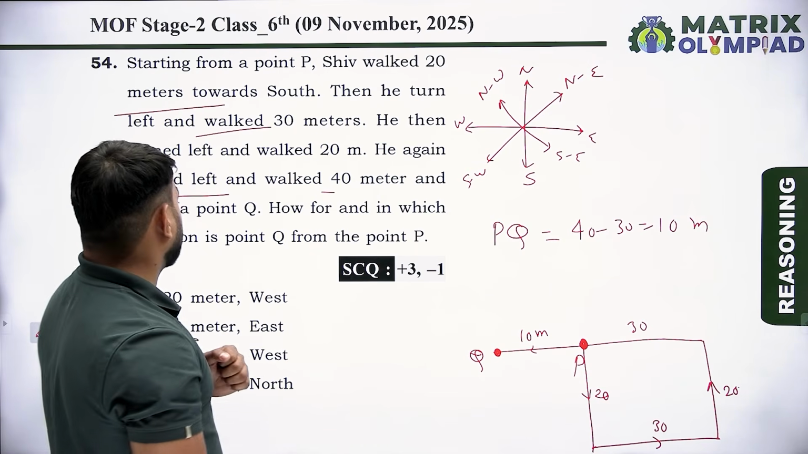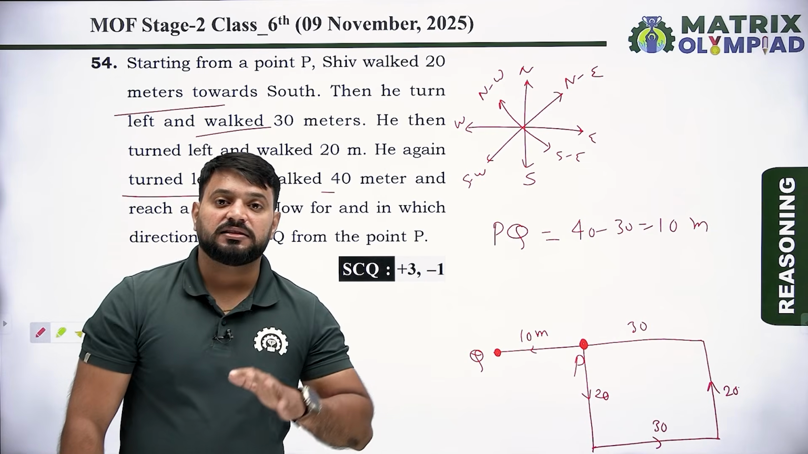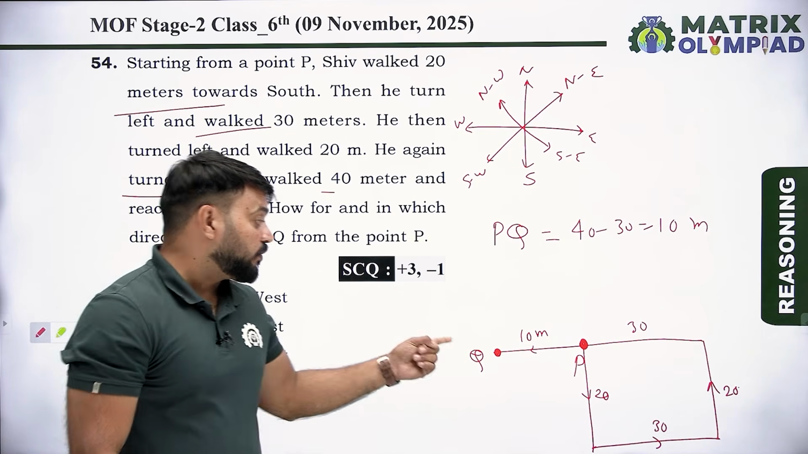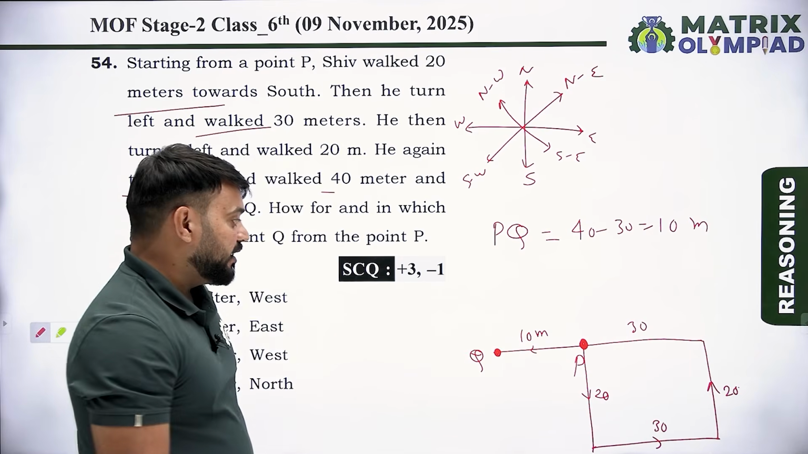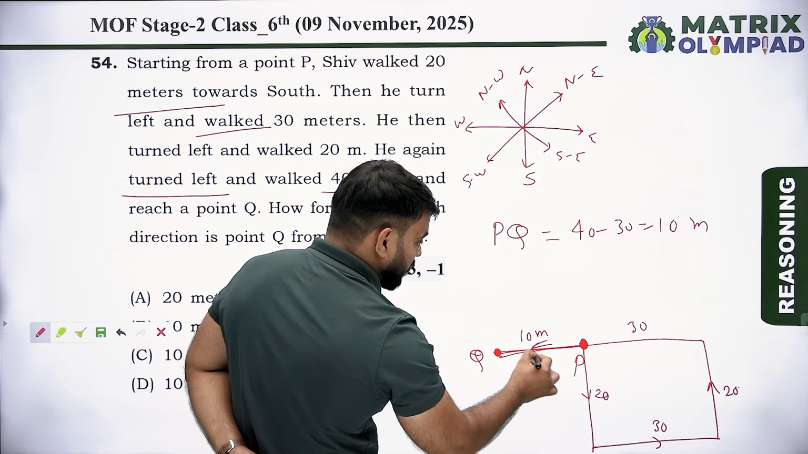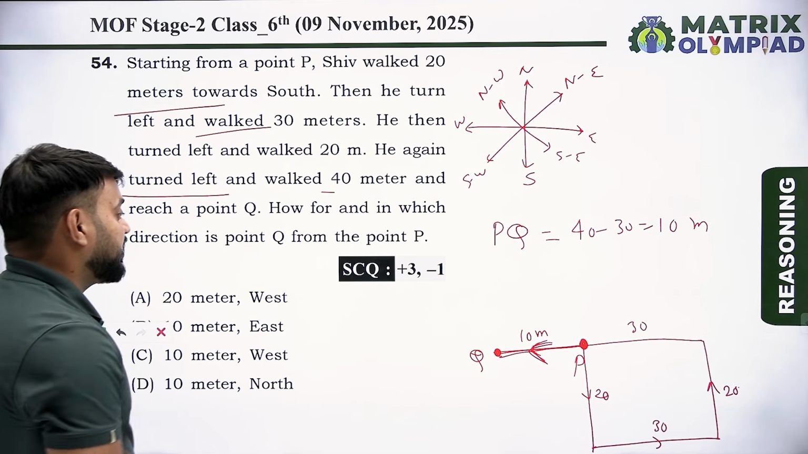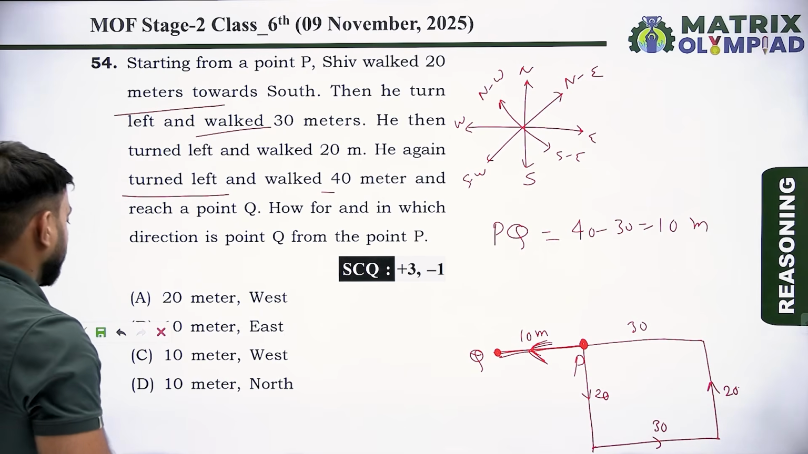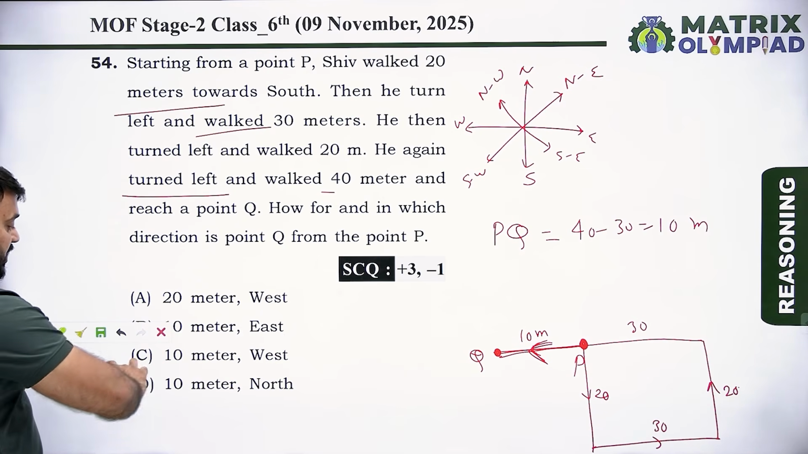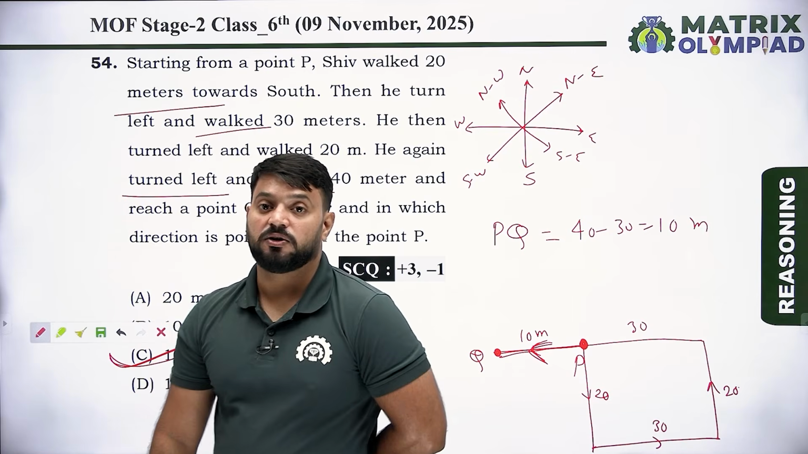Now in which direction is point Q from the point P? So now find the direction of Q from the point P. So point Q is in, this is the west direction of P. So point Q is in the west direction from point P. So here 10 meter west is the correct answer of this question. So here option C is the correct answer of this question.